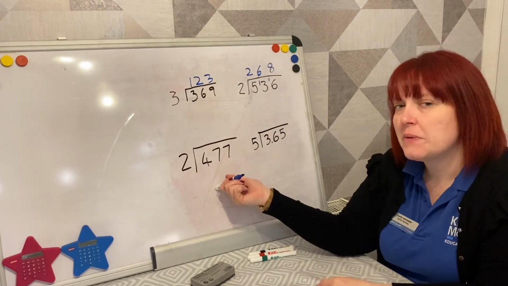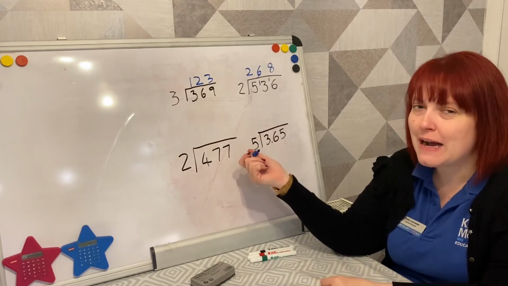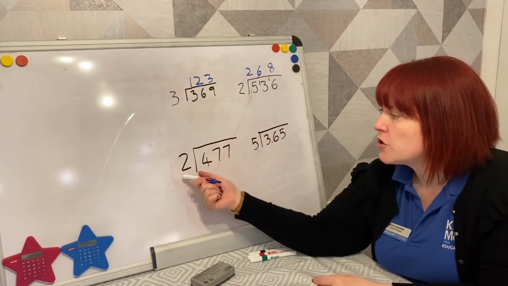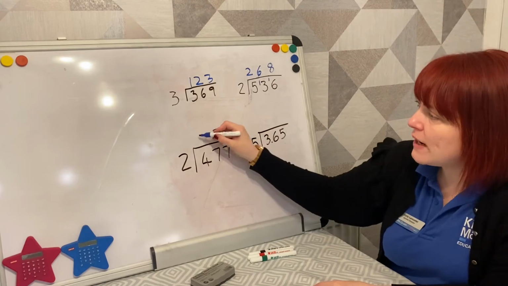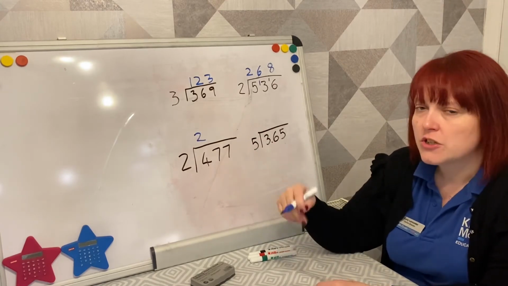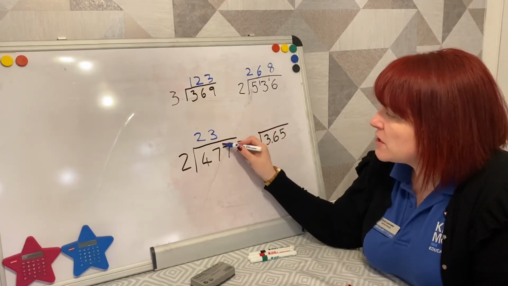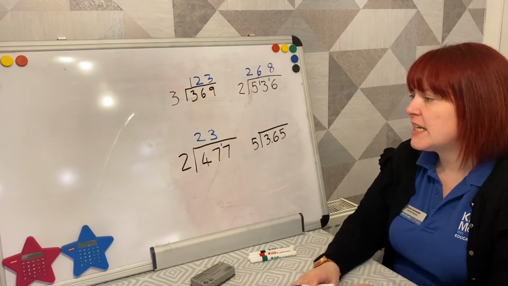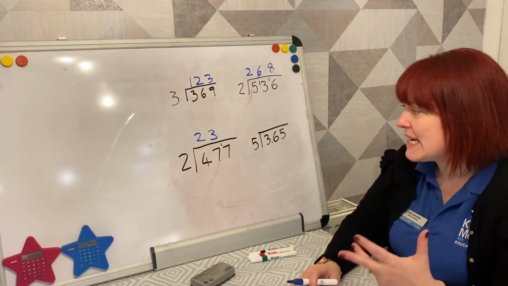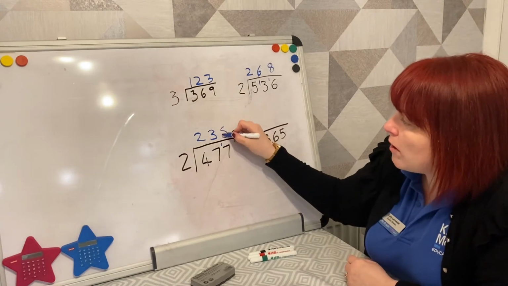Okay, this one here is our next level up, and this one is going to have a remainder, and we're going to talk at the end about how we can show our remainders. So 2s into 4 goes twice with nothing left over. 2s into 7. 2, 4, 6 is 3, remainder 1. 2s into 17. 2, 4, 6, 8, 10, 12, 14, 16 is 8, and remainder 1.